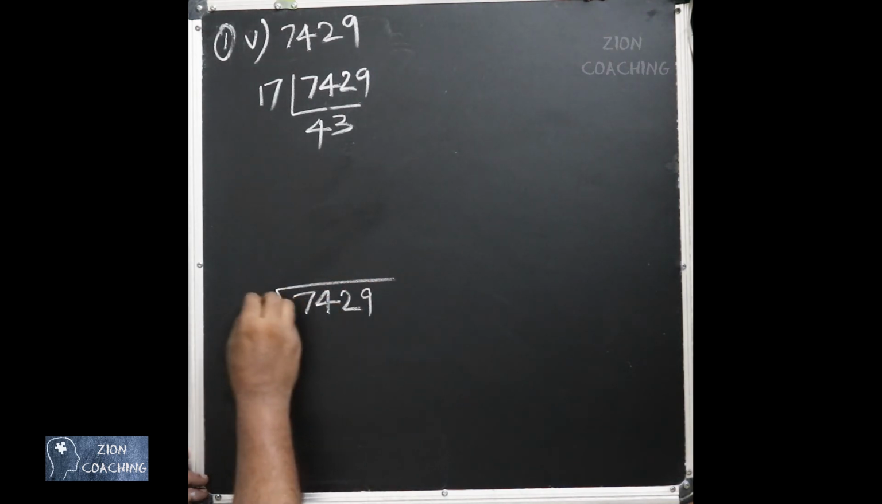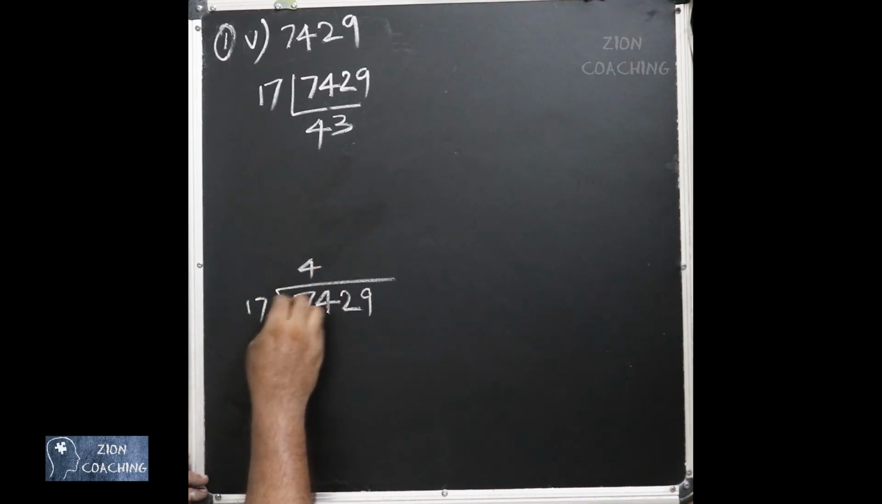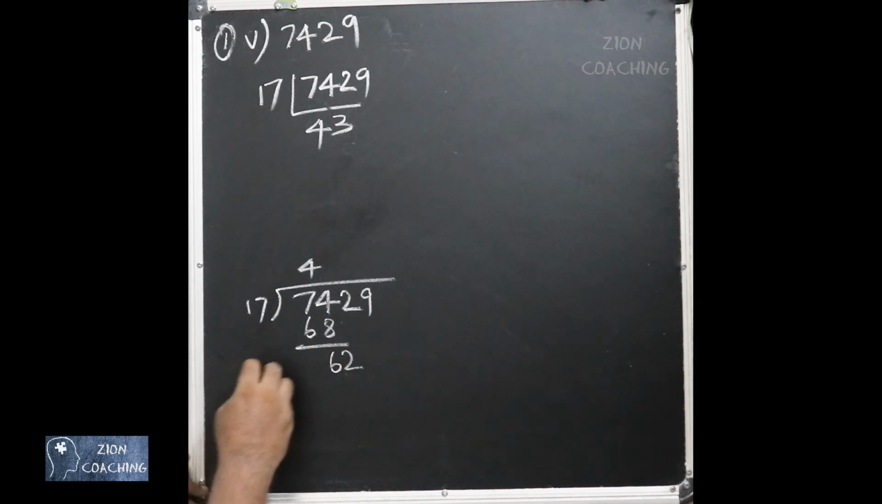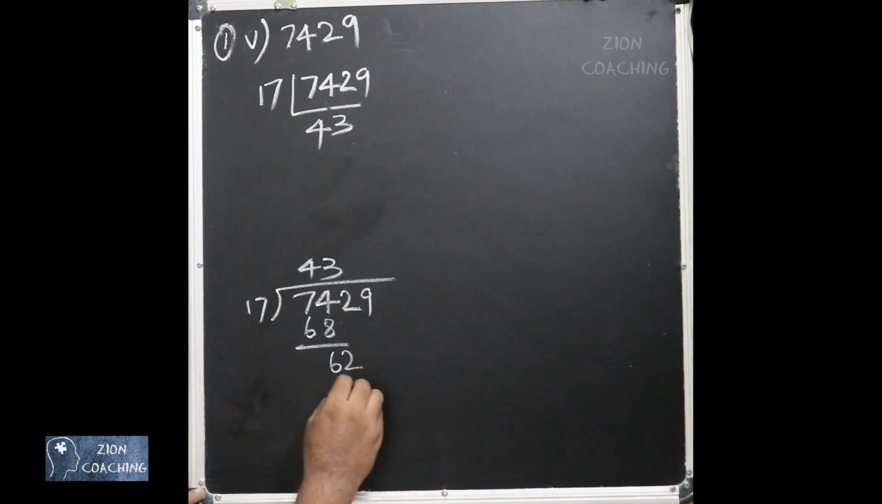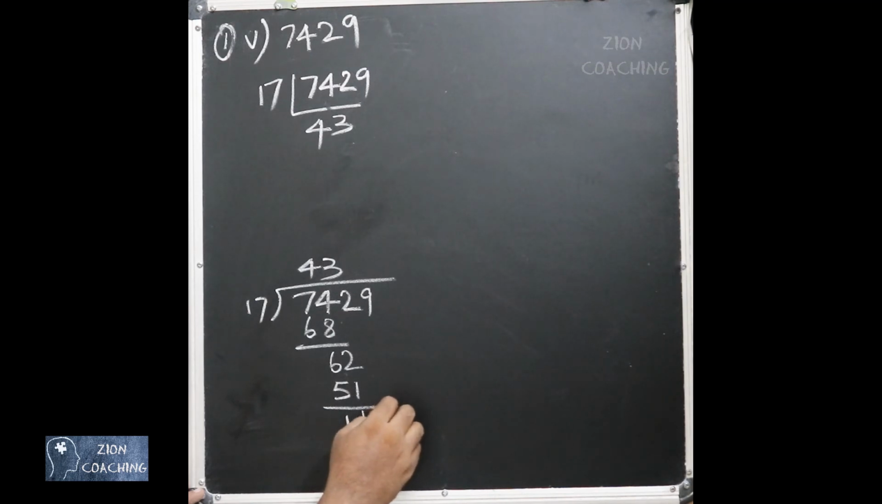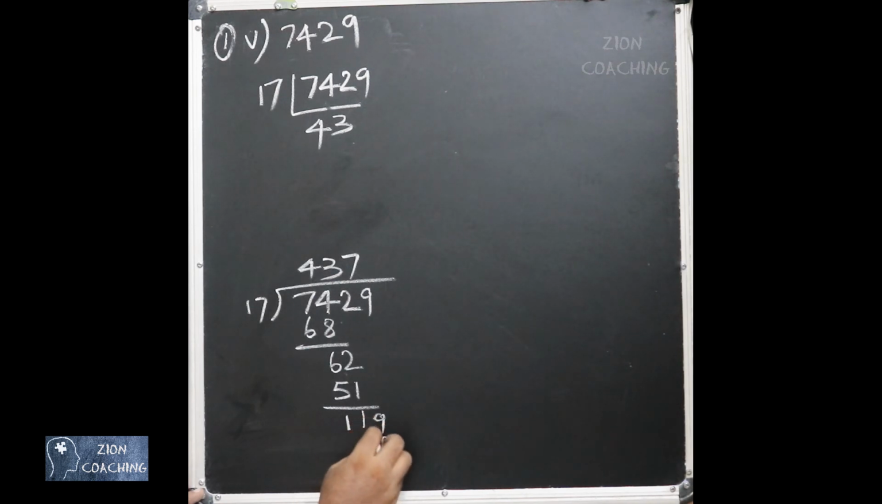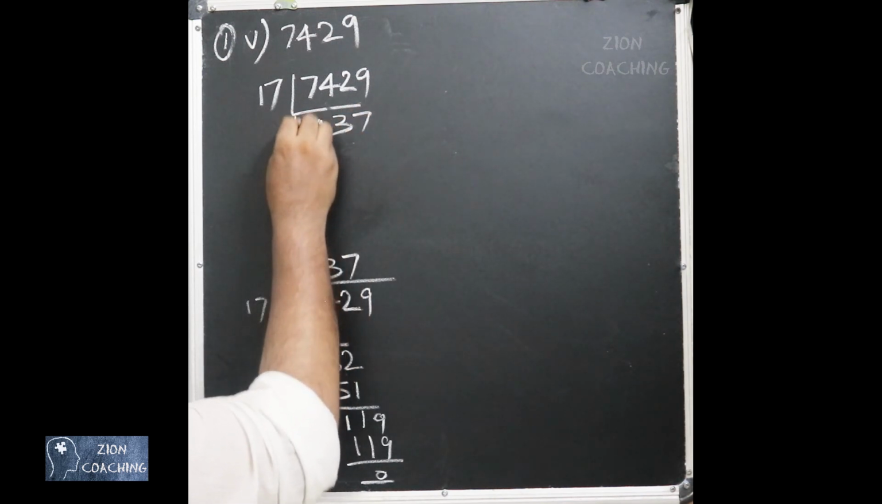7429, when you divide by 17, 4 into 17, 4 7s are 28, carry 2, 1 4, so you have 68. Then when you subtract, you will get 6, so we have 62. Now it is only 3 times. See, 3 17s are 51. So the remainder is, we are going to have 119. So it is going to be maybe 7 times. 7 7s are 49, carry 4, yes, 7 times. So we are going to have 437.